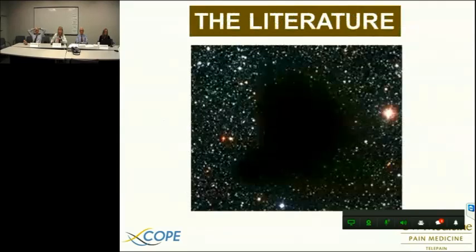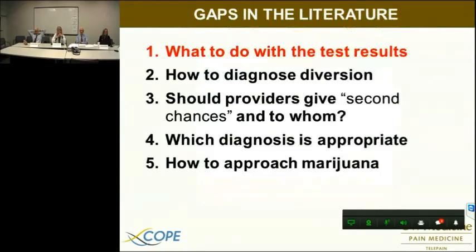So what is the literature? The literature is disappointing. There is one good VA study that we'll refer to, but we don't yet, and I've been giving a similar lecture for about 3 years now, we don't really know what to do with the results, and the literature isn't helpful as of yet. So what do you do with the test results?